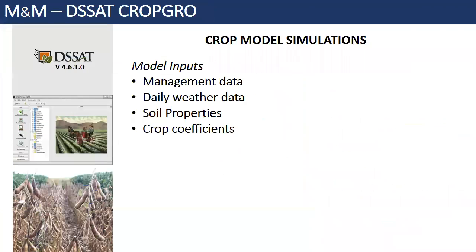For crop model simulations, we use this crop growth model, which requires as model input management data like planting date, row spacing, and planting density. It also requires daily weather data and soil properties like cation exchange capacity, bulk density, and percent clay, silt, and sand. And finally, we need crop coefficients. Both soil properties and crop coefficients require calibration.